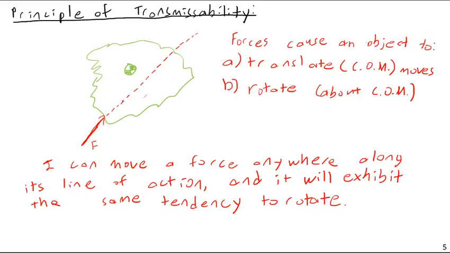I could, if I was so inclined, put a nail here and nail into the board and pull on it here, or I could push here, etc. Any method I want to do, I can move this thing anywhere along its line of action, as long as I don't change the magnitude of the force or its direction, and I keep it along the same line of action, and it will exhibit the same behavior. The reason we're covering this is that it can be important for calculating moments, which we will see briefly. All right, questions on the principle of transmissibility?